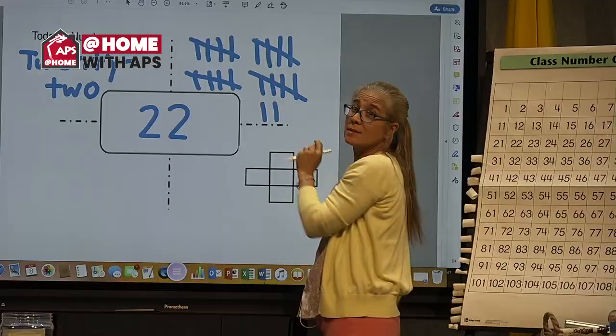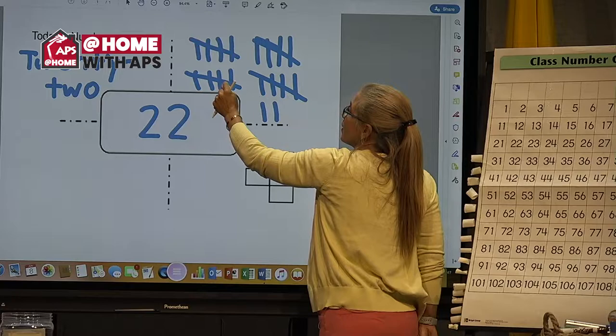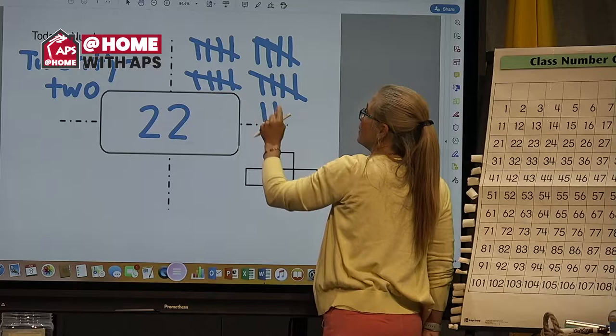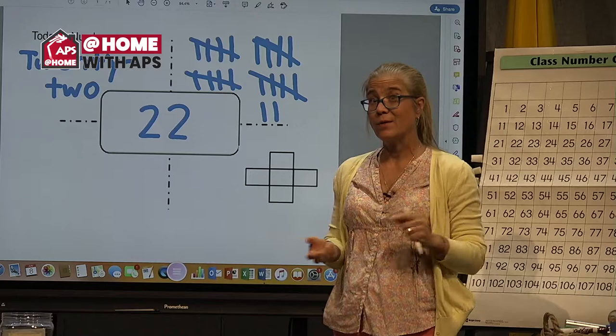1, 2, 3, 4, 5, 6, 7, 8, 9, 10, 11, 12, 13, 14, 15, 16, 17, 18, 19, 20, 21, 22. So that's another way we could represent 22. How else could we represent 22? We could do an equation, right? Were you thinking about an equation?